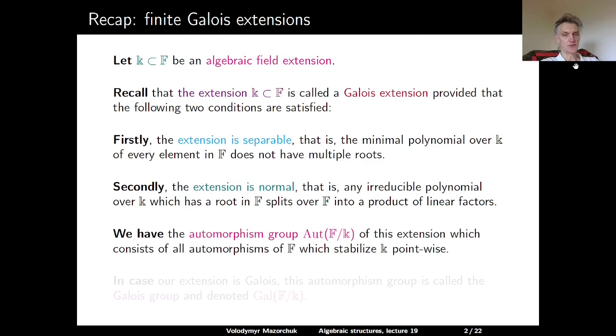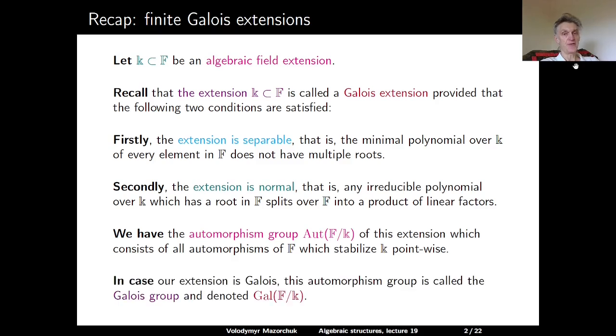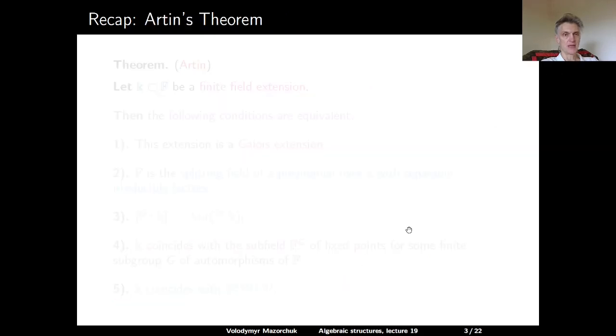Then we have the automorphism group of this extension, and this group consists of all automorphisms of the bigger field which fix the elements of the smaller field pointwise. If our extension is a Galois extension, then this automorphism group is called the Galois group of this extension and denoted the Galois group of F over K. And the major result about finite Galois extensions is the following theorem, which is usually called Artin's theorem.